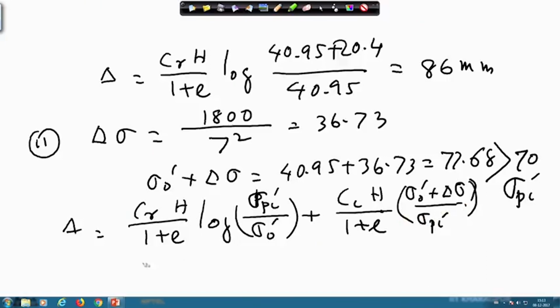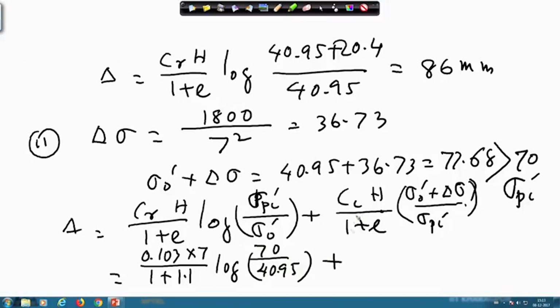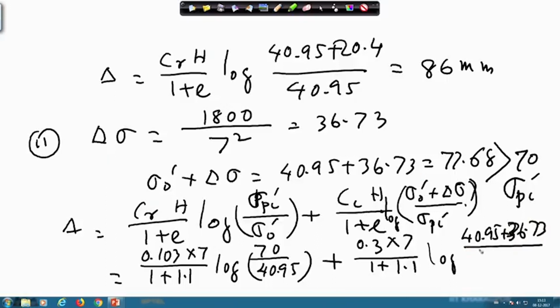So, everything is known. If I put those values, C r equal to 0.103 into H which is 7, divided by 1 plus 1.1, log of sigma P c which is 70 by 40.95, plus C c which is 0.3 into 7 divided by 1 plus 1.1, and log of 40.95 plus delta sigma which is 36.73, divided by P c which is 70. So, if you calculate these two parts, finally we will get a value equal to 178.6 millimeter.